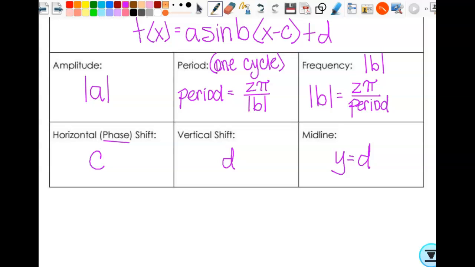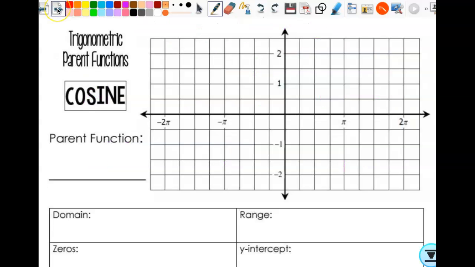Any questions at this point? All right, let's check out cosine. All right, so cosine. I've got f of x equals cosine of x.